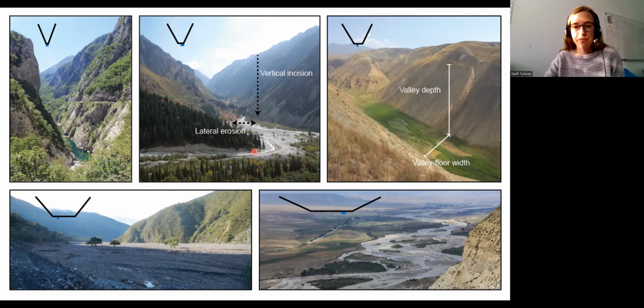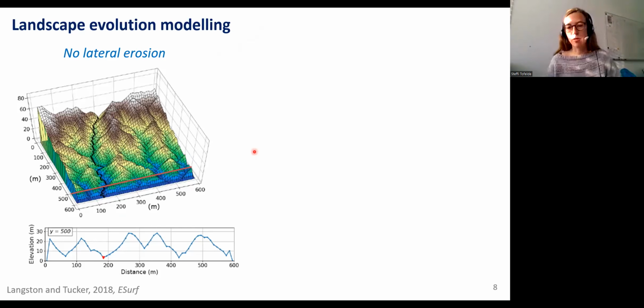So why is that a problem, or why is that important? If we don't include lateral river erosion in landscape evolution models, it means that these models are not able to reproduce this broad range of cross-sectional valley shapes that we observe in nature and that we have seen in the different examples I just showed you. That also means these models are not really able to predict how such valleys would evolve in the future, for example, if environmental conditions would change.